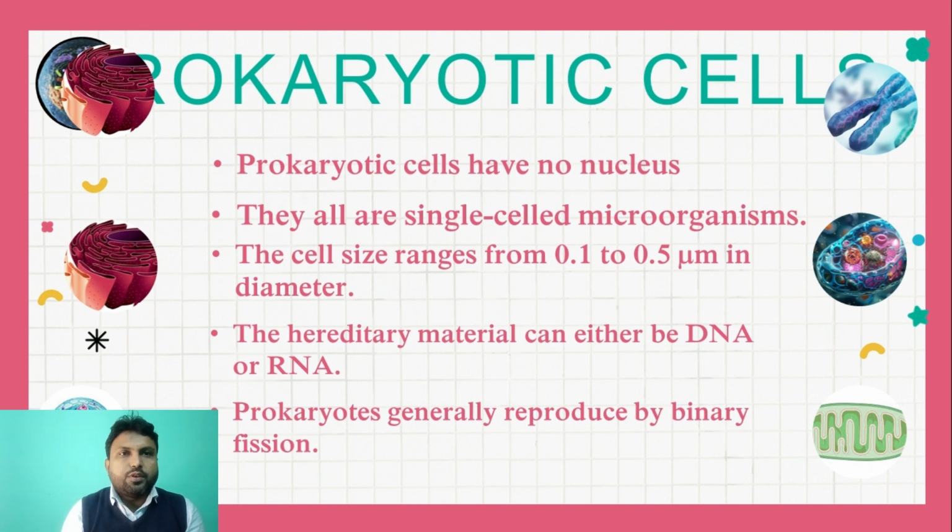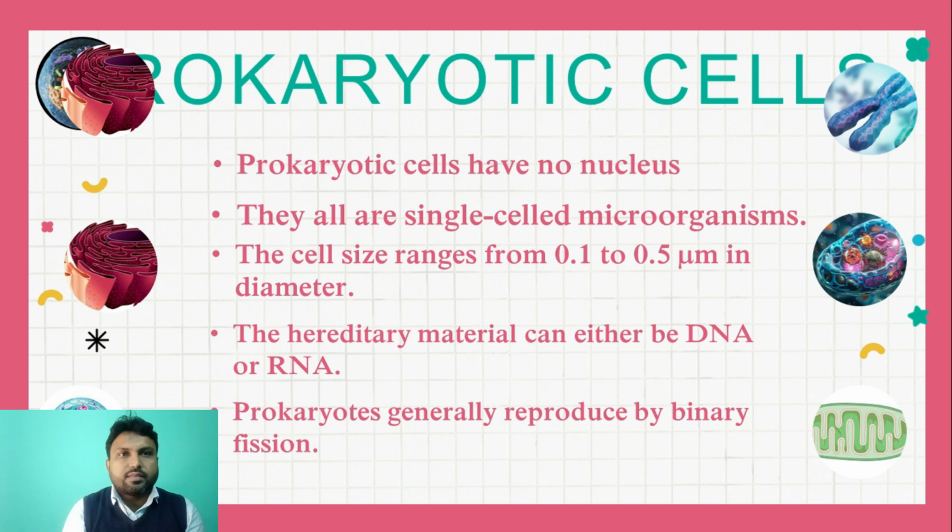Prokaryotic cells have no uniform nucleus. Instead, some prokaryotes, such as bacteria, have a region within the cell where the genetic material is freely suspended. This region is called the nucleoid. They all are single-celled microorganisms. Examples include bacteria, archaea, and cyanobacteria.